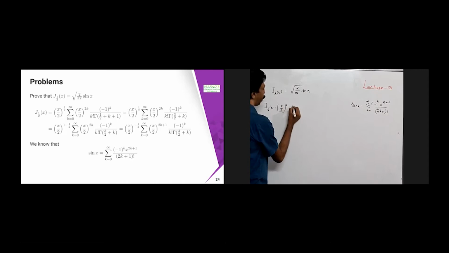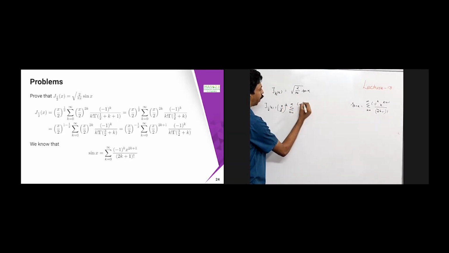Now we are going to use that as we derive this one. J alpha of x I can write as x by 2 power half, summation k equal to 0 to infinity, minus 1 power k divided by k factorial into gamma of half plus k plus 1, into x by 2 power 2k.